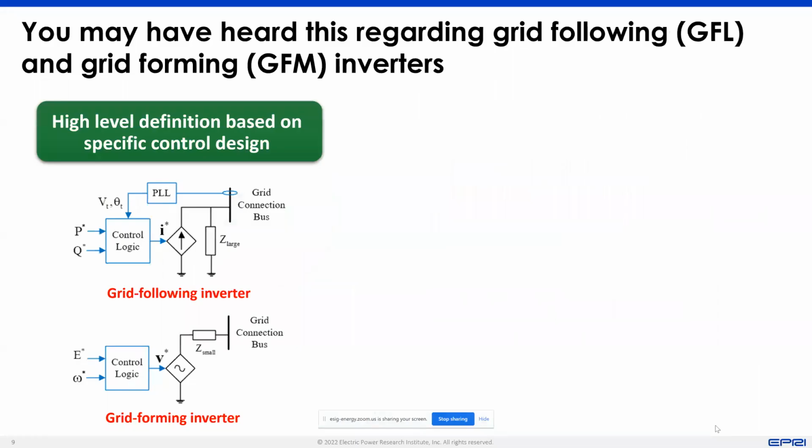Now, some of you may have seen these kinds of diagrams before, wherein a grid following inverter is represented as a controlled current source, and a grid forming inverter is represented as a voltage source, so voltage behind an impedance, right? What gets implied from this diagram, from an electrical perspective, is that this is a Norton equivalent, this is a Thevenin equivalent, but this impedance is large, which means that this is the only current that's going into the network, whereas here the impedance is small, which means there is decoupling, so you can have more current injected into the network when a disturbance occurs.